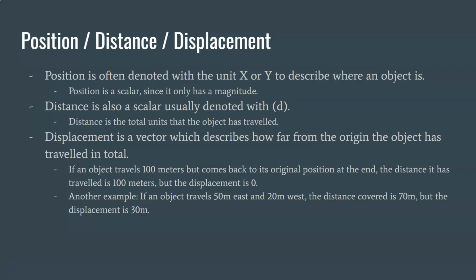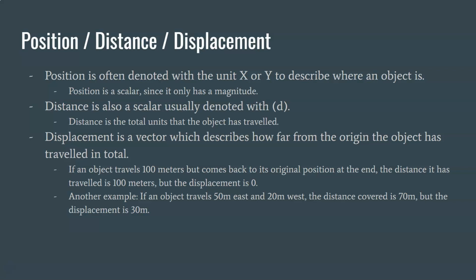Another example, if an object travels 50 meters east and 20 meters west, the distance covered is 70 meters because 50 plus 20 is 70. Distance is a scalar. It doesn't care what direction you're going. But displacement is 30 meters because displacement cares about the direction. All right, you went 50 meters east and 20 meters west. Effectively, you went right and then left. You started going right and then you went backwards. Right?